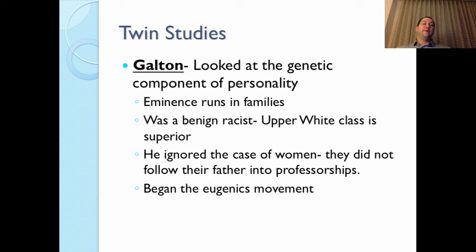And in terms of women's role, he kind of ignored that. So, we would say he's a benign racist. We would say he's somewhat of a sexist, but benign. He was a product of his time. In terms of ethnic differences, he felt that the upper white class was superior to ethnic minorities. And he felt that women got their eminence from whomever they married. So he actually paid his daughters to marry into the professorship. So, all right, that's that.